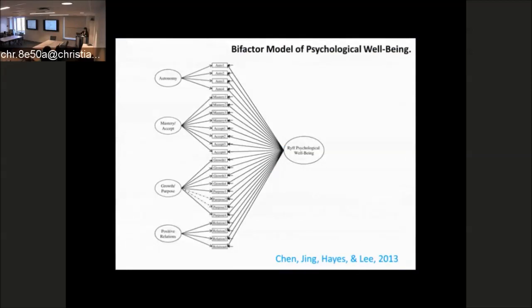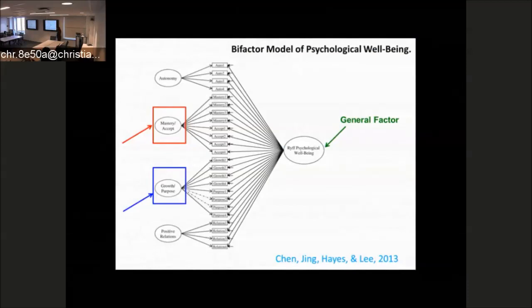So here is the bifactor model for psychological well-being. Given these high correlations, we collapsed mastery and self-acceptance, and growth and purpose, each into one subdomain. And that's the general factor that captures overall psychological well-being. Then we are left with four specific domains. We also don't want too many domain factors, because we want a parsimonious model. If you have six or eight, you're going to be in big trouble. So try to develop a measurement model that's as parsimonious as possible. Then your life will be much easier.